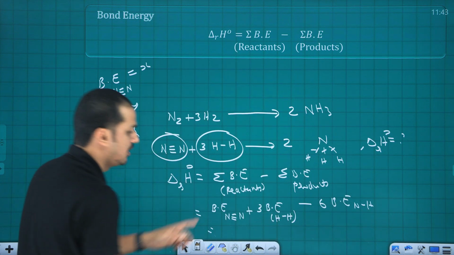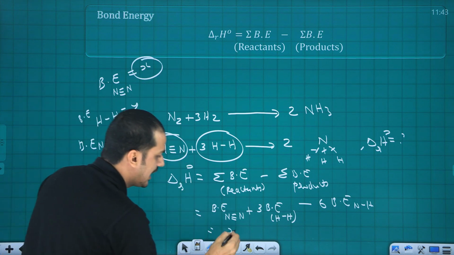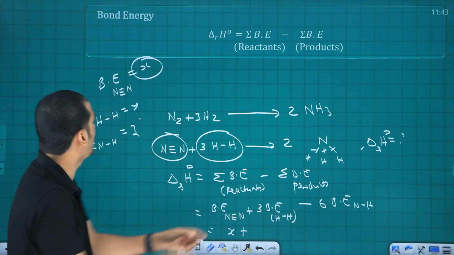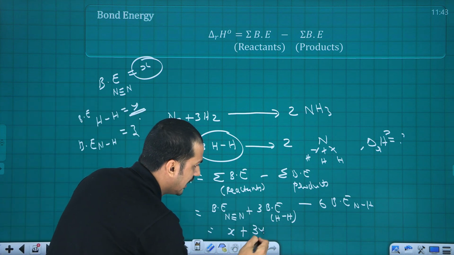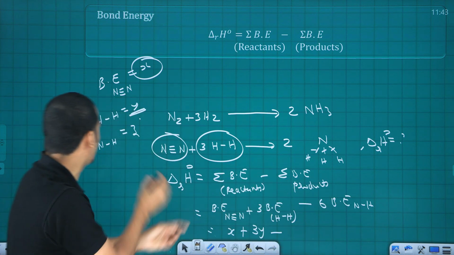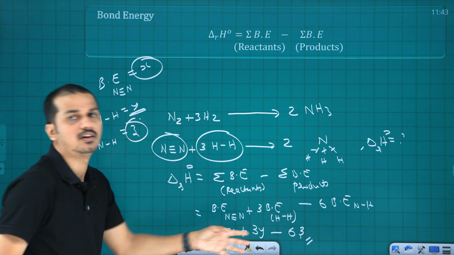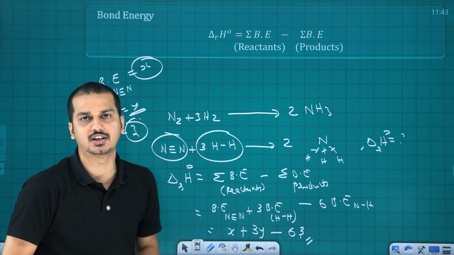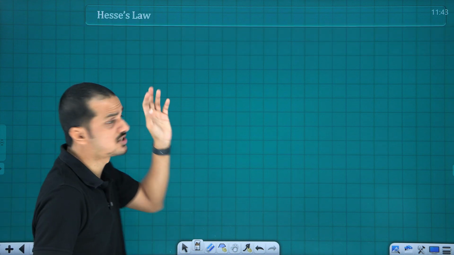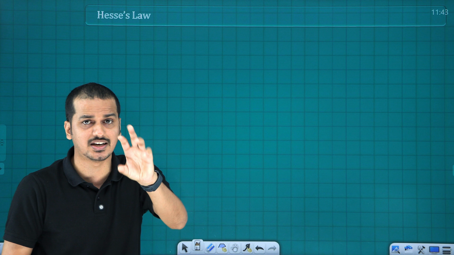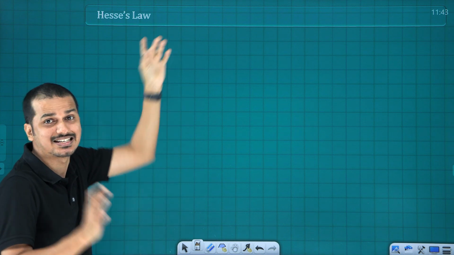So we can give the values. Bond energy of N triple bond N is X. So X plus, the bond energy of HH bond is Y, like that 3Y, minus, the bond energy of NH is Z, so 6Z. Like that they will give the value, and you can easily find it out. Clear, dears? So that's all about the chapter thermodynamics. And finally, one more concept we have to learn from there, that is Hess's law.